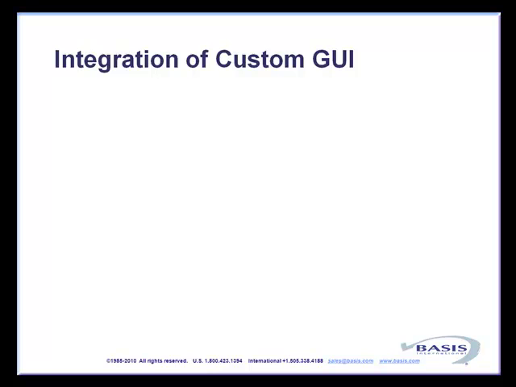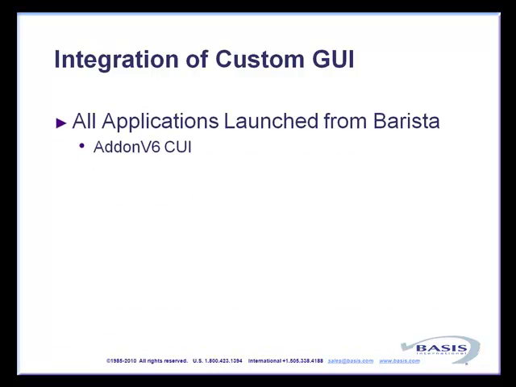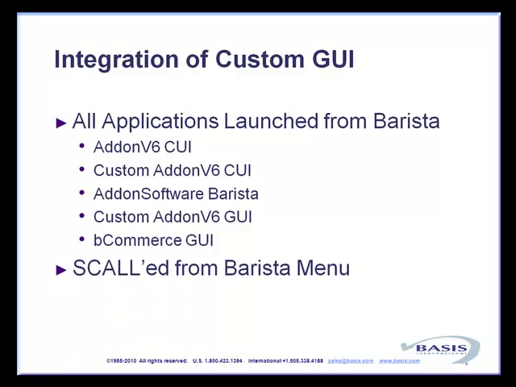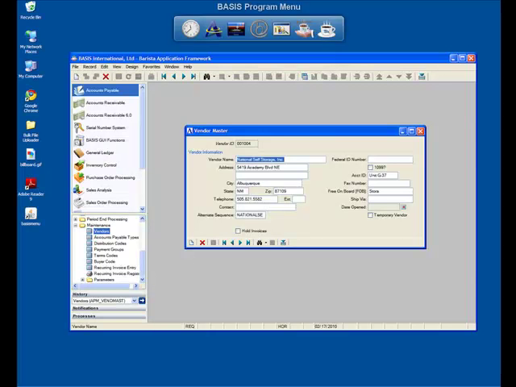Our next step was to integrate the custom GUI modules. So all applications are now launched from Barista: Addon version 6 CUI, the custom Addon version 6 CUI code like the serial number tracking system, the Addon Software Barista module, the custom Addon Software version 6 GUI modules that we've written over the years, and our BCommerce GUI module can all be launched from within Barista. And they are launched by S-calling them from the Barista menu.